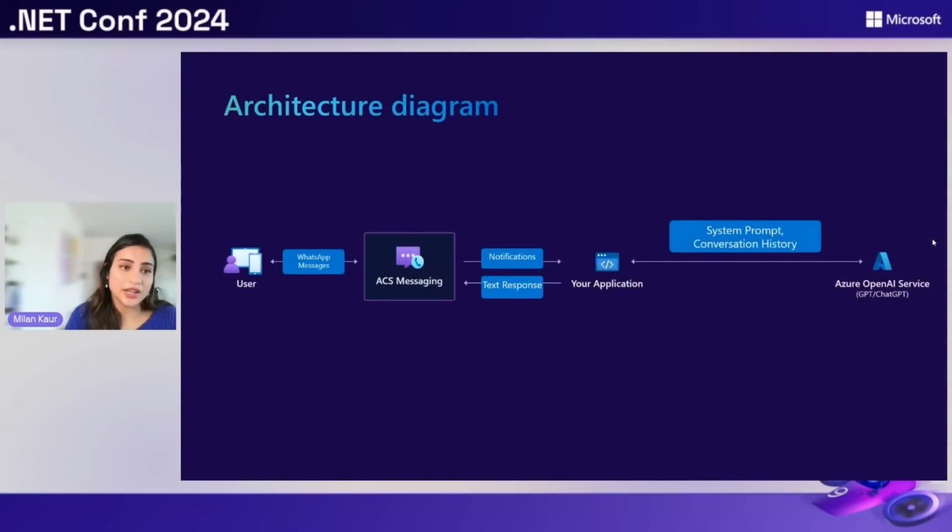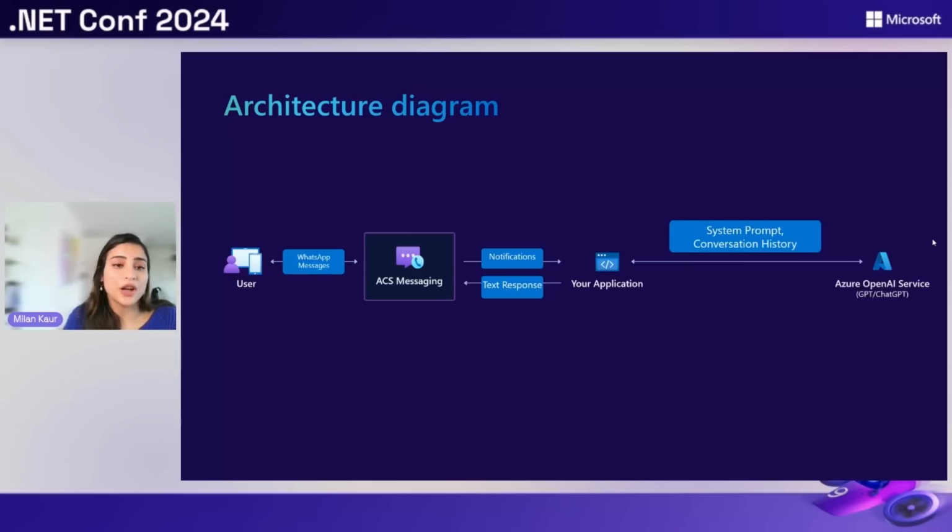Now, this is the architecture diagram. At the heart of it is the backend application, which is your application, which you'll write. This application will talk to Azure Communication Services messaging service, which handles WhatsApp messages, and also talk to the GPT models through Azure OpenAI service. Now, on the left is the user. The user is talking through WhatsApp on their phone.